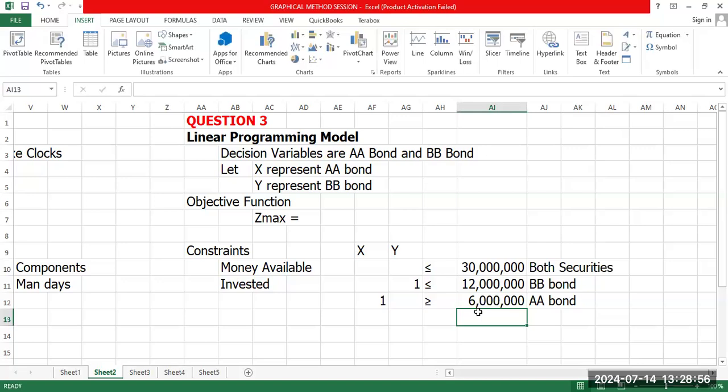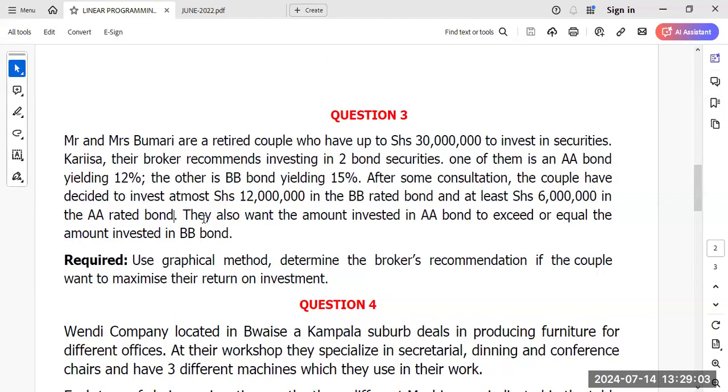Now, until we go back. The last statement, they are telling us that they also want the amount invested in AA bond to exceed or equal the amount invested in BB bond.